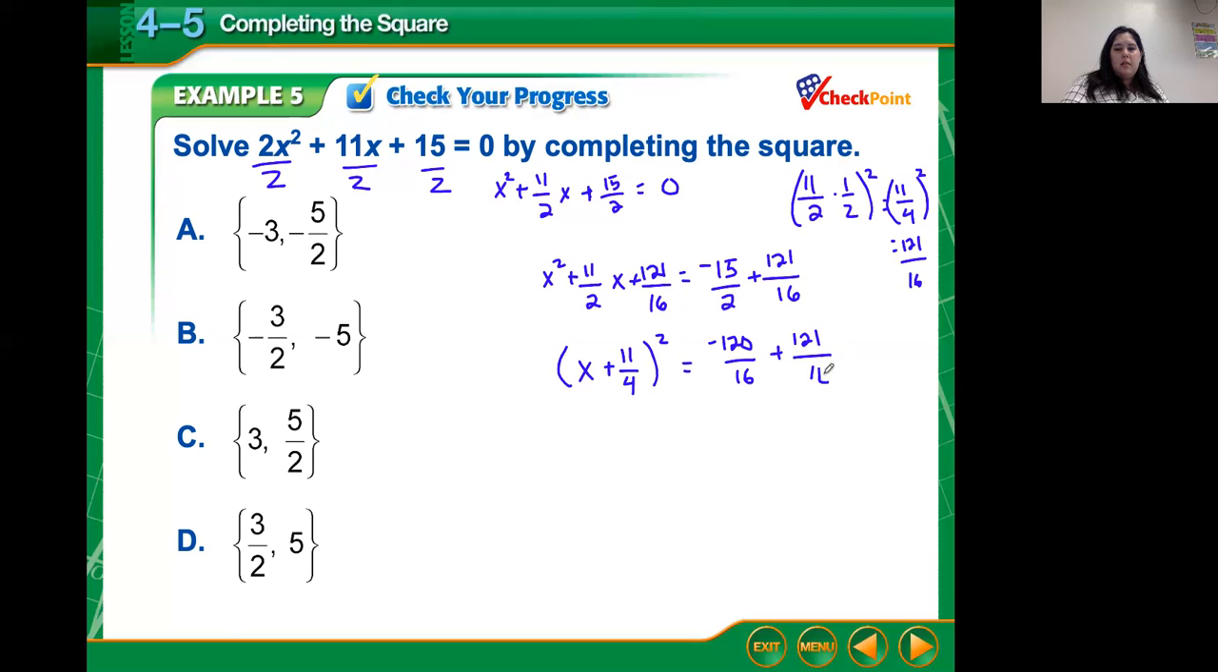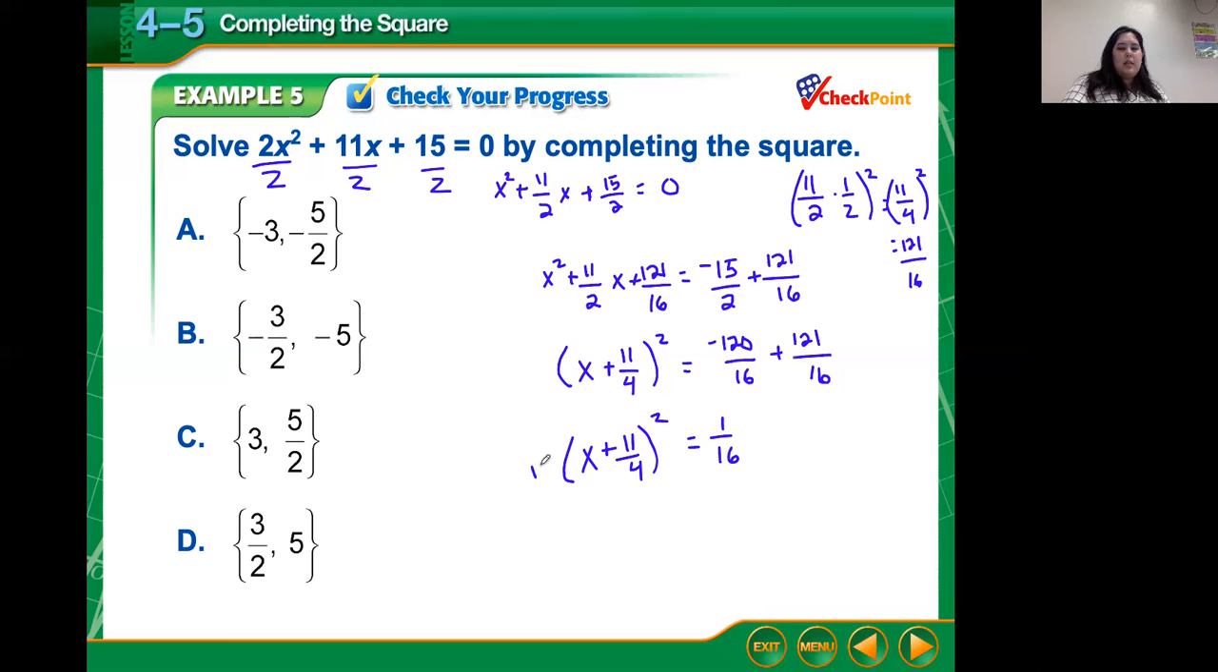over 16. And we get negative 120 by doing, I need to multiply top and bottom by 8. So negative 15 times 8 is negative 120. 2 times 8 is 16. Now I have the same denominators, so we can actually go ahead and add them. And when we add them, we're left with 1/16.